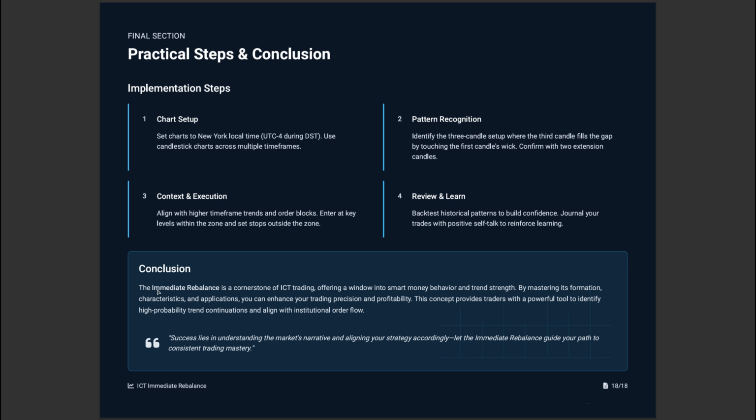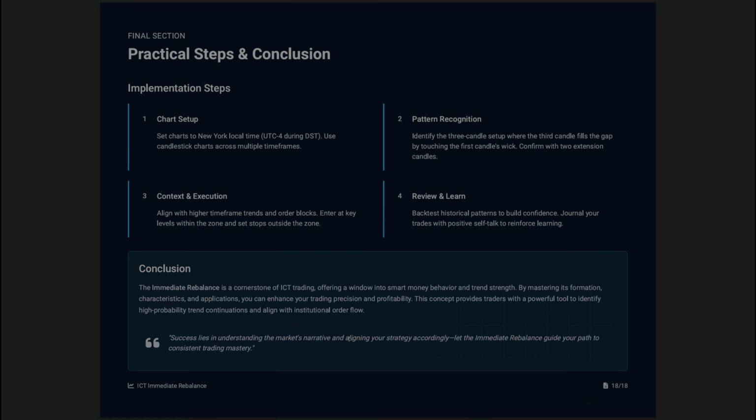And conclusion: the immediate rebalance is a cornerstone of ICT trading, offering a window into smart money behavior and trend strength. By mastering its formation, characteristics, and applications, you can enhance your trading position and profitability. This concept provides traders with a powerful tool to identify high probability trend continuations and align with institutional order flow. And this is just from ICT here. Success lies in understanding the market's narrative and aligning your strategy accordingly. Let the immediate rebalance guide your path to consistent trading mastery.